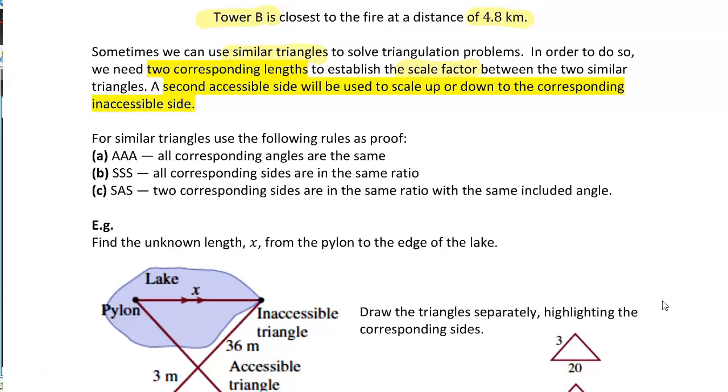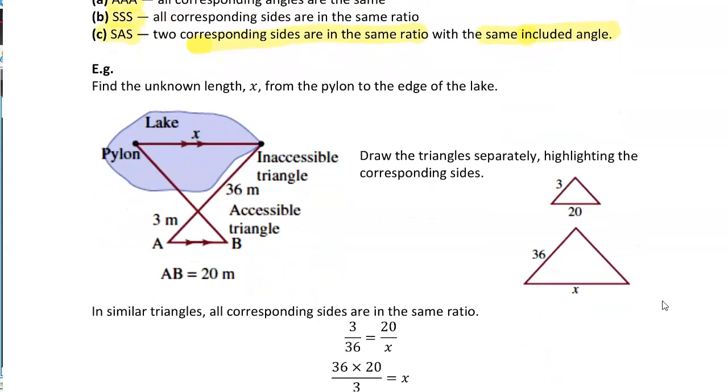Now this here is the proof for similar triangles. In other words, how do we know something's a similar triangle? If the corresponding angles are the same, if all corresponding sides are in the same ratio, or if two sides are in the same ratio and the included angle is exactly the same. So an example of that is here.